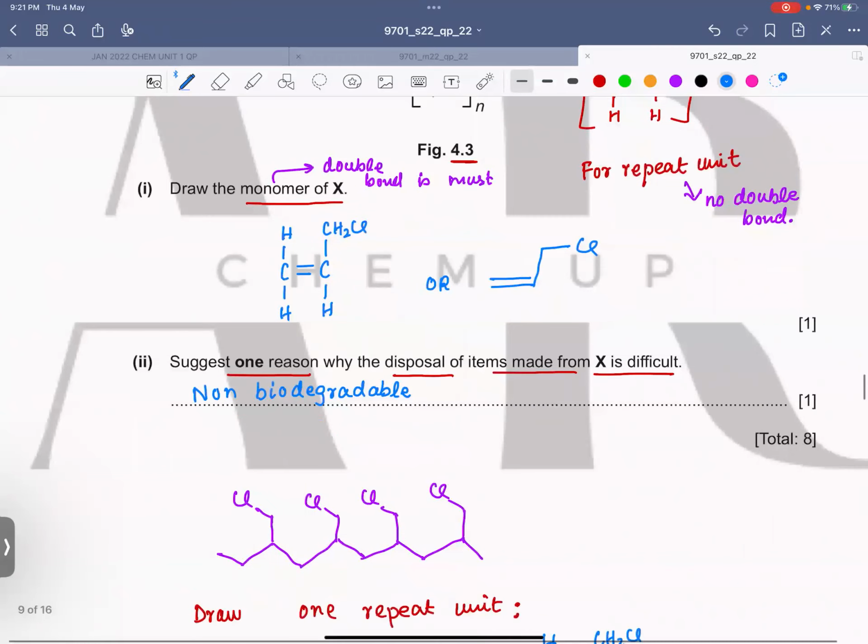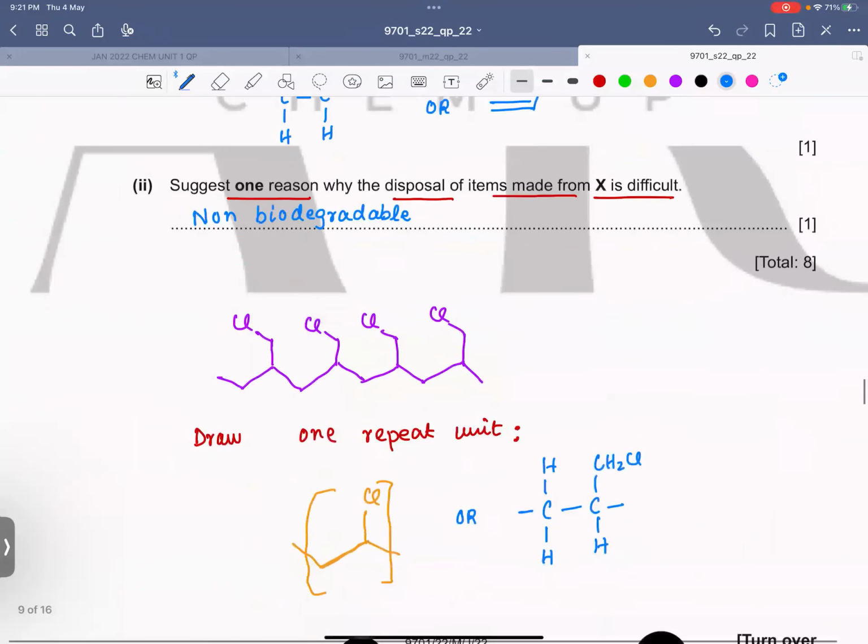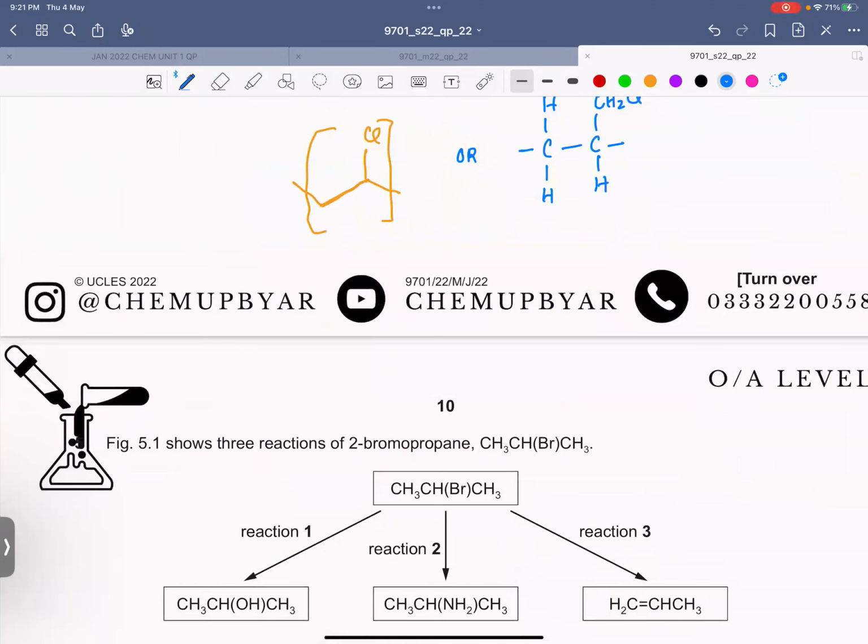So because there is a chlorine, when we burn it, toxic gases are released. So it can be an answer as well.